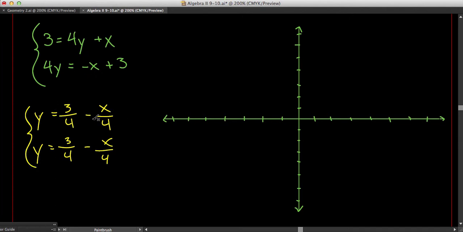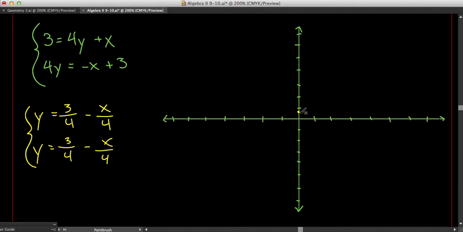And if you can recognize that just by looking at this system, if you can recognize that quickly, then that's fantastic because you can immediately tell that it is a dependent system and there are going to be infinitely many solutions. So we can graph this really quickly if we just set our y-intercept to be 3/4, and then we have a slope of negative 1/4.